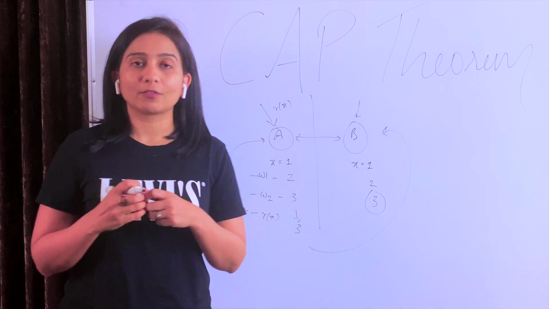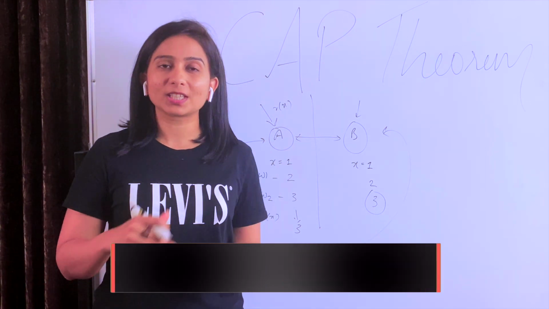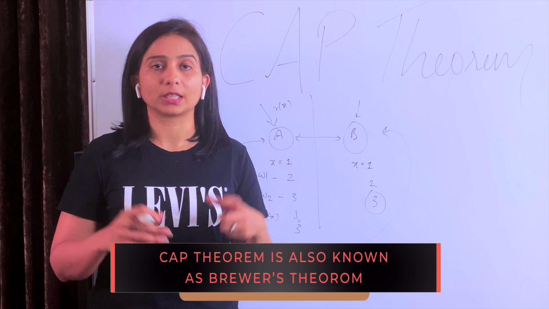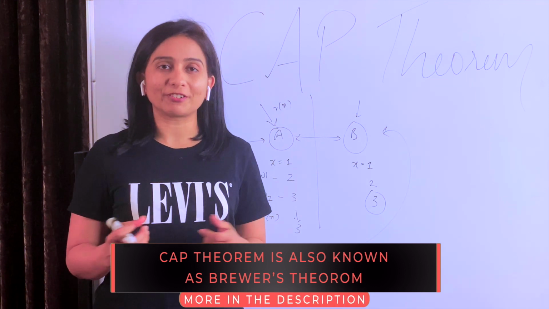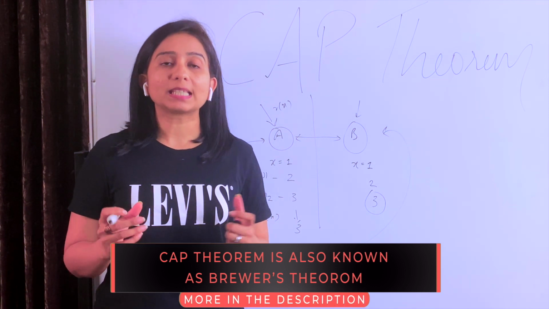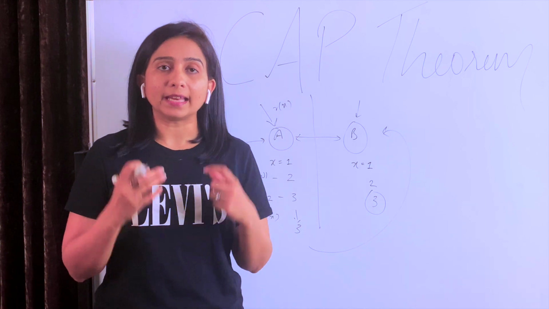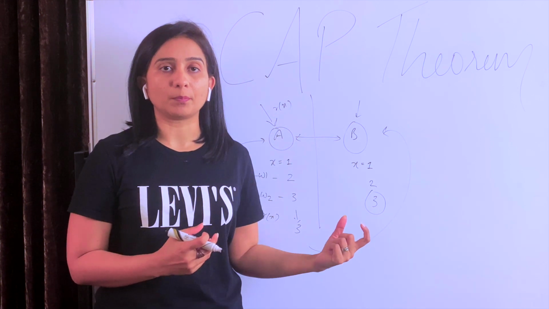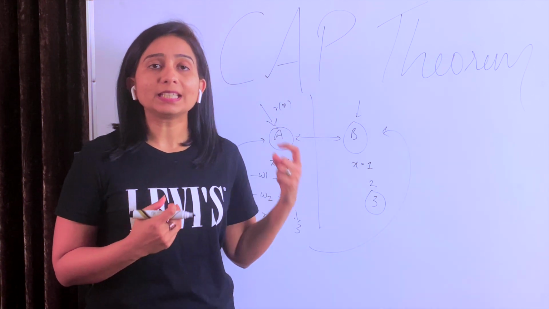So the theorem is given by Mr. Brewer. I have given some links in the description with the original paper and the slides and follow-up articles. You can refer to them if you want to go in deep. But basically, the theorem states that any network shared system wants to have these three properties.